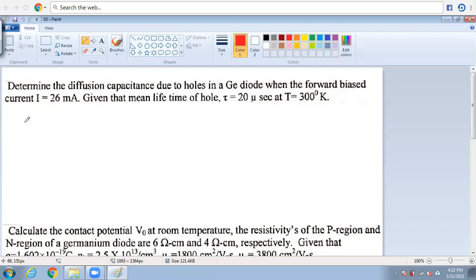I am teaching the course Electronic Devices and Circuits. In this course, I would like to discuss problems on diode. Let's start with the first problem.